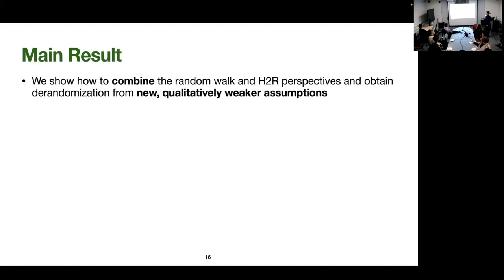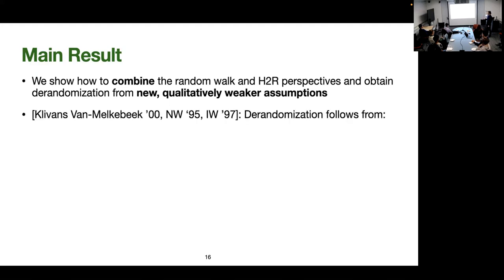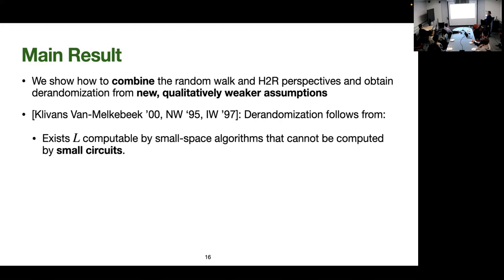So our main result shows that we can combine the random walk and hardness to randomness perspectives and get de-randomization from new and qualitatively weaker assumptions. To go into briefly more detail, there was this work of Chen, Hirahara, and van Melkebeek, building on some prior hardness to randomness work, that said that de-randomization follows from there exists some function or some language L that's computable by small space algorithms that cannot be computed by small circuits.